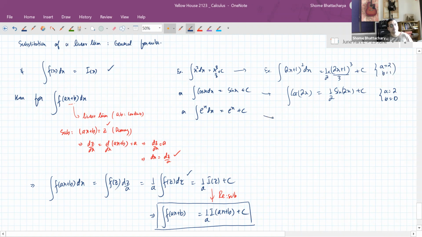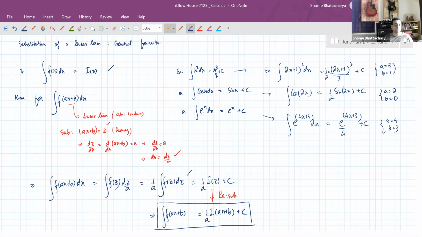Okay. For example, if we have e raised to the power, let's say, 4x plus 3. It will remain e raised to the power x only, but x will be replaced with 4x plus 3. And additionally, we have a 1 by a, so that's a 1 by 4 over here, because in this case a was 4 and b was 3, and the function was exponential. So these types of integrations we can now do directly.